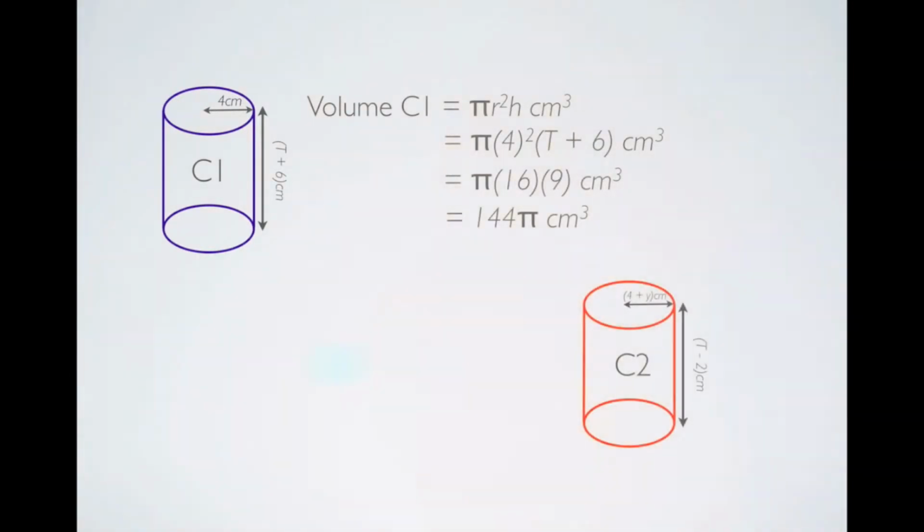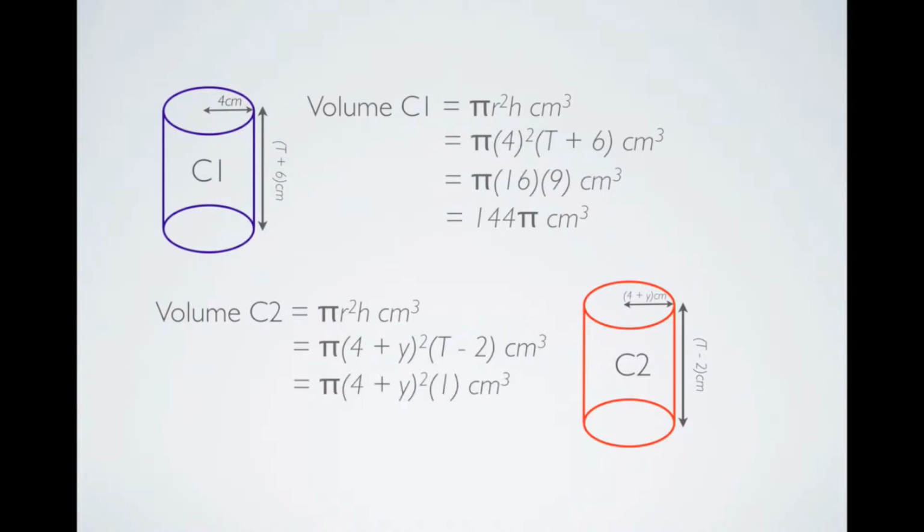Taking a look at the volume of C2 separately, we can use the formula pi r squared h to work out that the volume is pi times (4 plus y) squared times (t minus 2). But again, since t equals 3, we can replace this last value with 1. So we get that the volume is pi times (4 plus y) squared centimeters cubed.